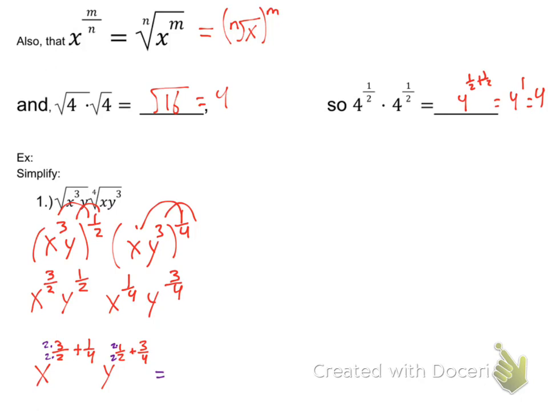So this ends up being x to the 7/4, 6/4 plus 1/4. I'm going to do one step at a time. Y to the 2/4 plus 3/4. So it's x to the 7/4, y to the 6/4, and actually 6/4 can be reduced, can't it?